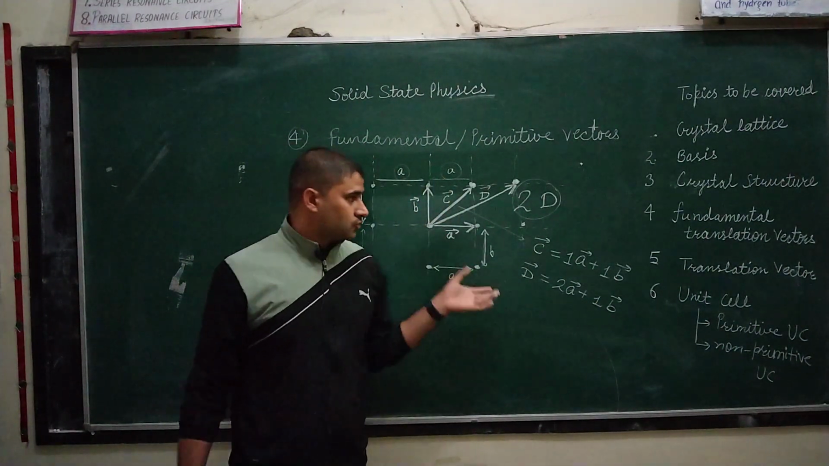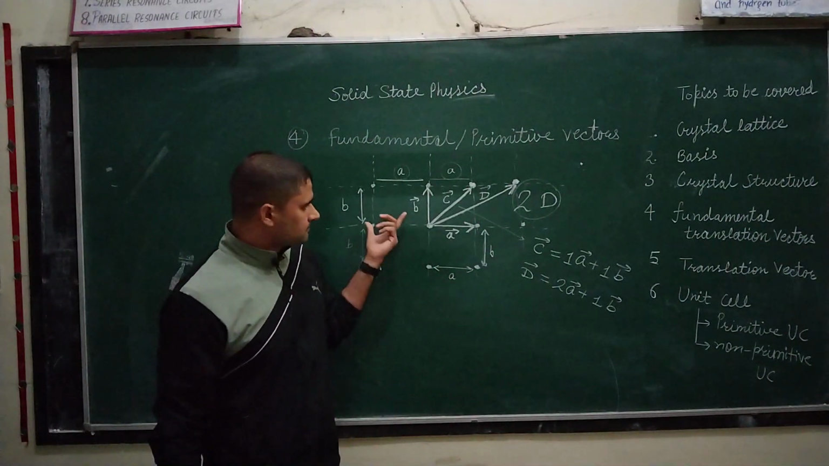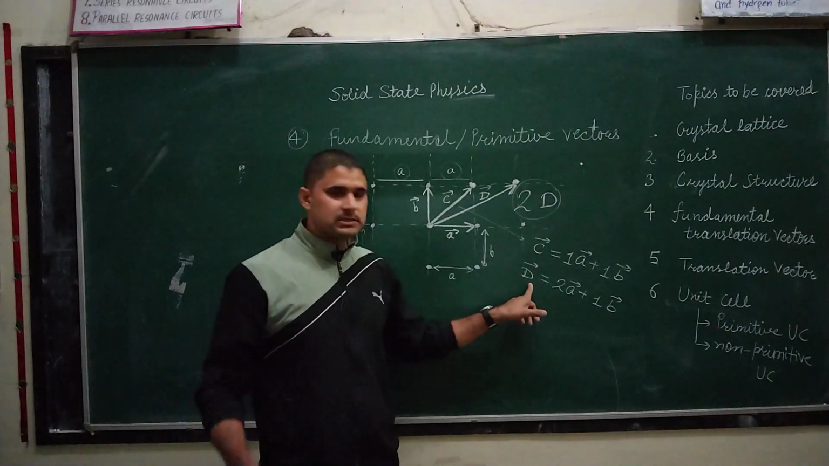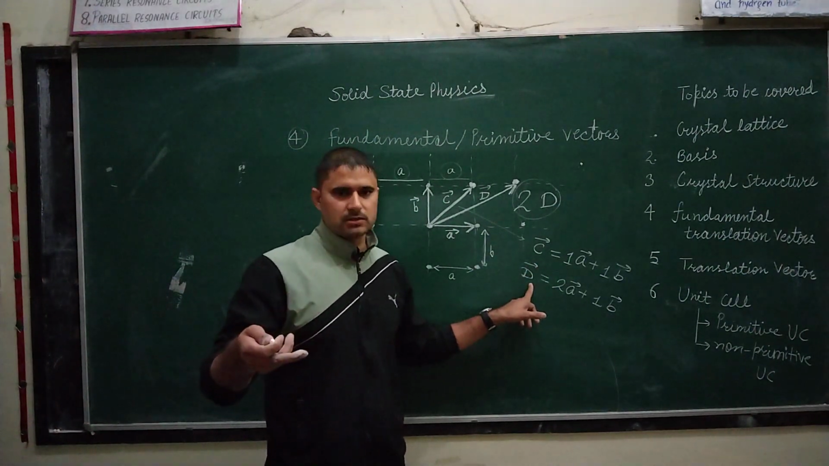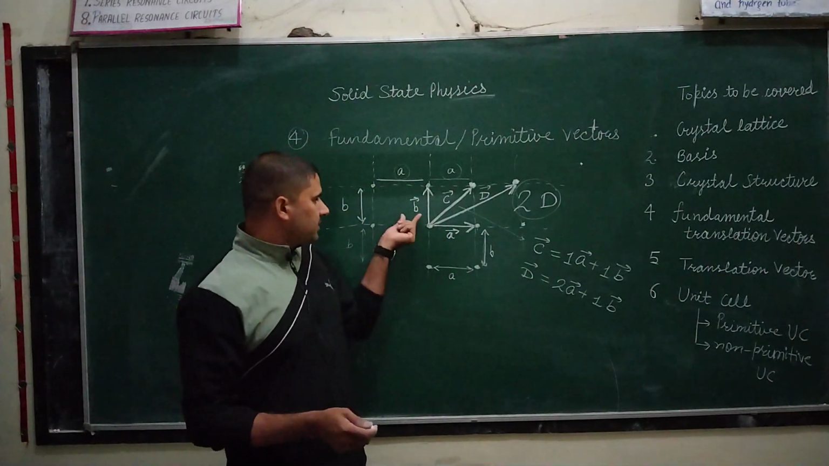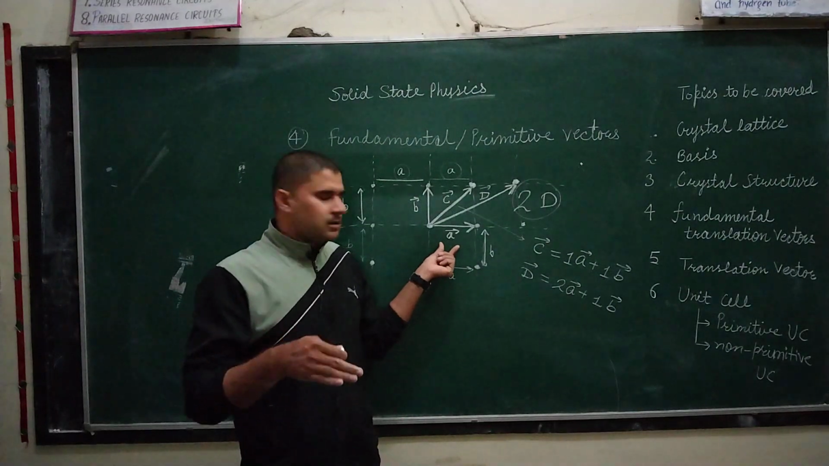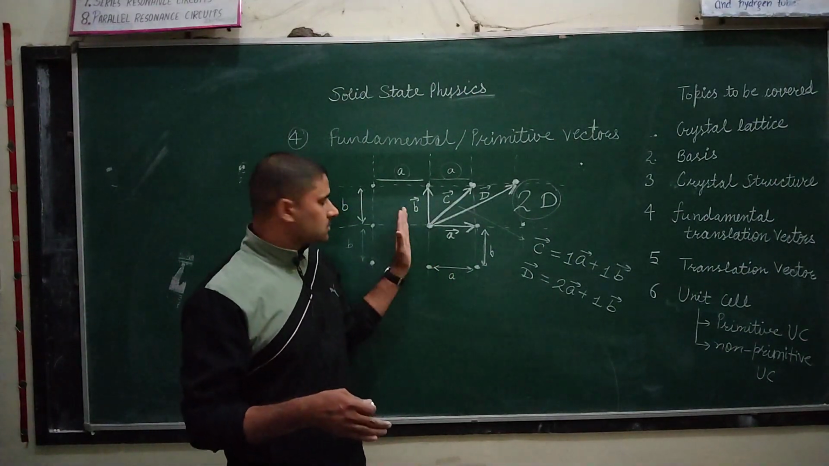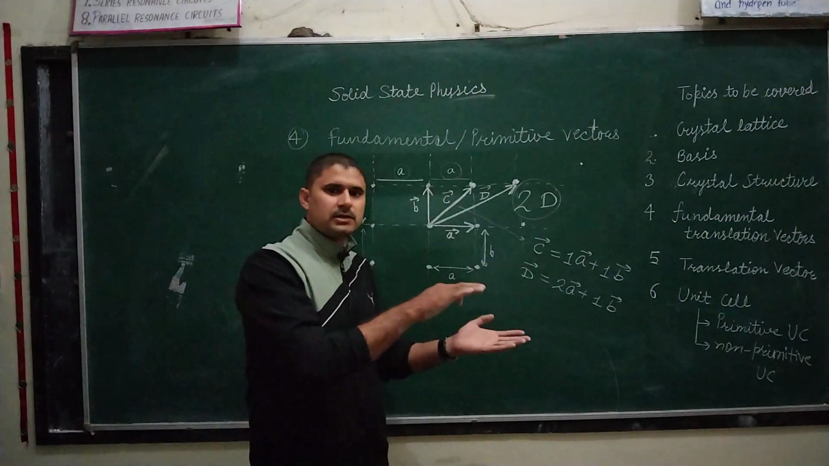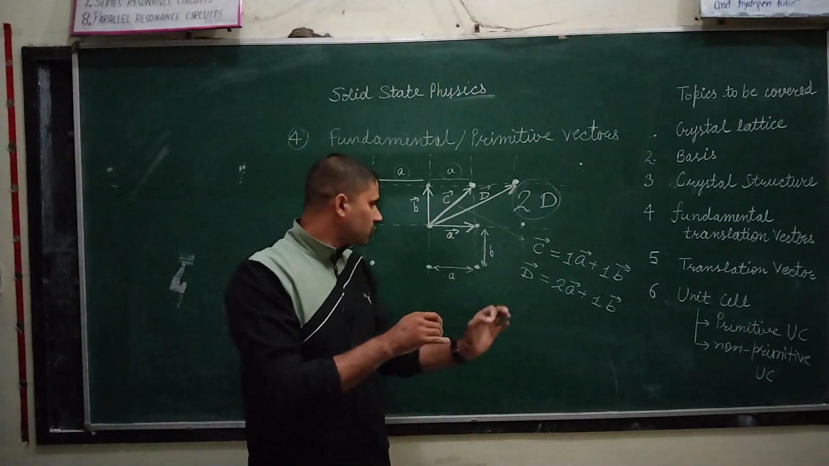So here you can have the idea of translation vectors and the fundamental vectors. Vectors c and d, these are translation vectors. Okay class. So vectors a and b, these are independent of each other. Okay, why independent? Because these vectors are taken along different directions, and in crystal structure direction is of much importance.